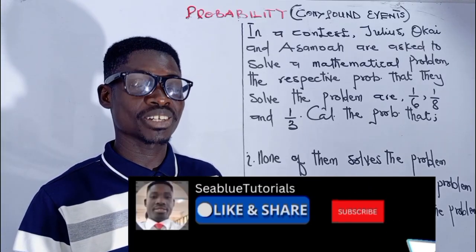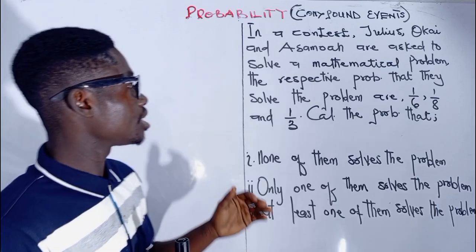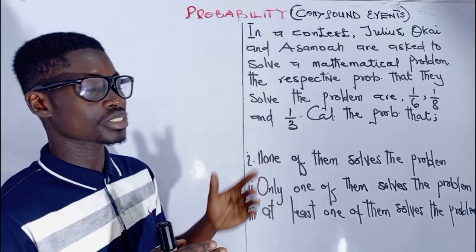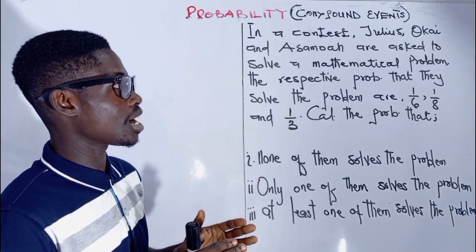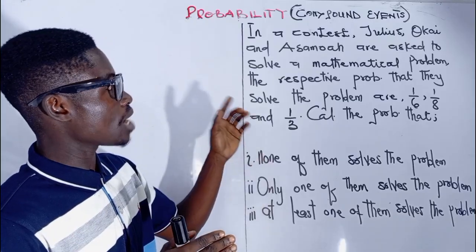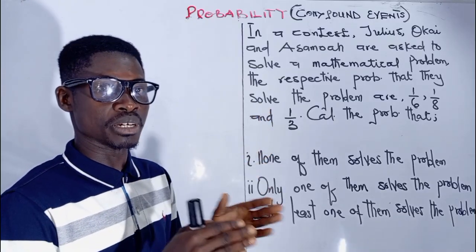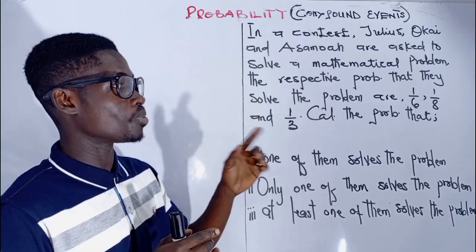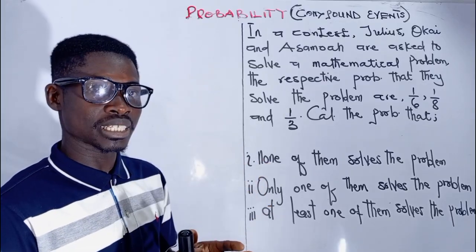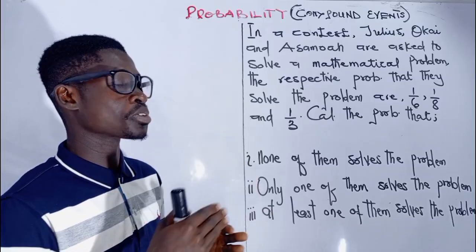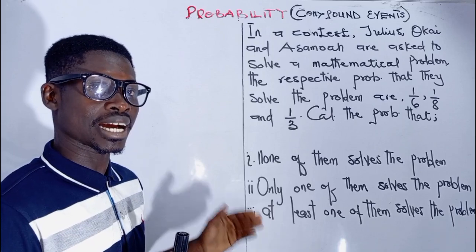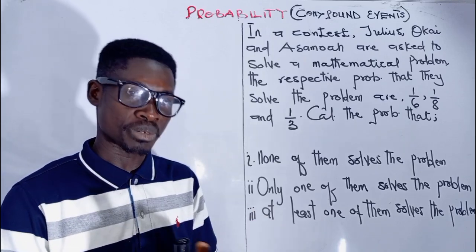So let's get started. What does the question say? In a contest, Julius, Okai, and Asamoah are asked to solve a mathematical problem. Their respective probabilities that they solve the problem are 1 over 6, 1 over 8, and 1 over 3. We want to calculate the probability that none of them solves the problem, only one of them solves the problem, and at least one of them solves the problem.